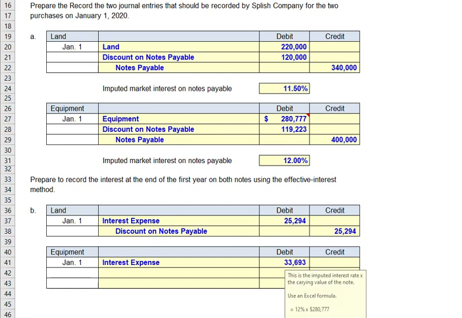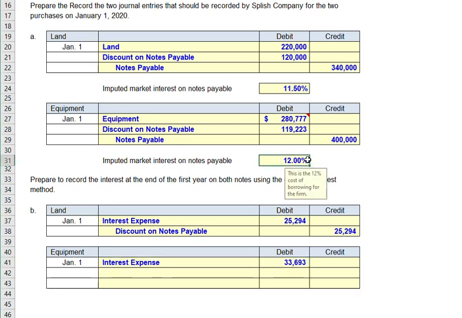For the equipment, our interest expense for the first year is $33,693. This is our imputed interest rate, or cost of borrowing from the bank, of 12% times the fair value of the equipment, which we determined was $280,777. And again, in this case, we determined the imputed interest rate of 12%, not by looking at cash flows or values involved in the transaction, but rather we relied on the cost of borrowing that the company would have to pay from the bank for a similar type of note.